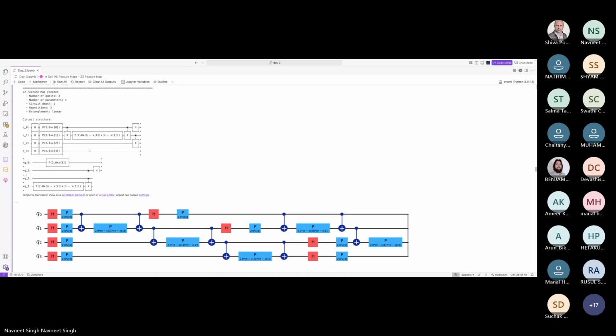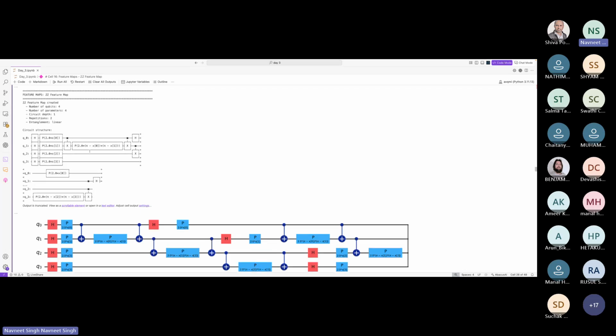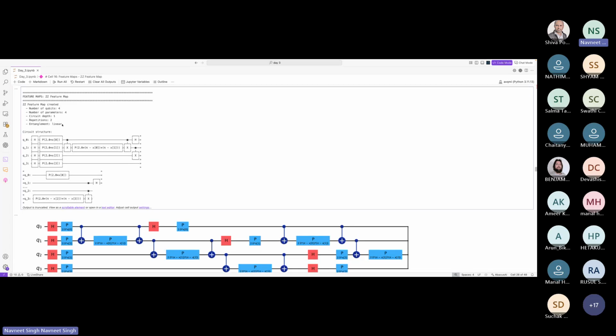Adding depth and expressivity to the encoding, we are using linear entanglement, which means each qubit is entangled with its neighbor in a chain format. So the zeroth qubit is attached to the first qubit, the first qubit is attached to the second, and so on. It is like this.